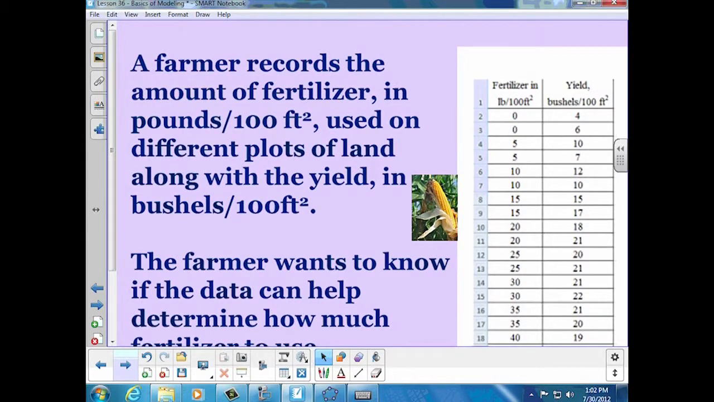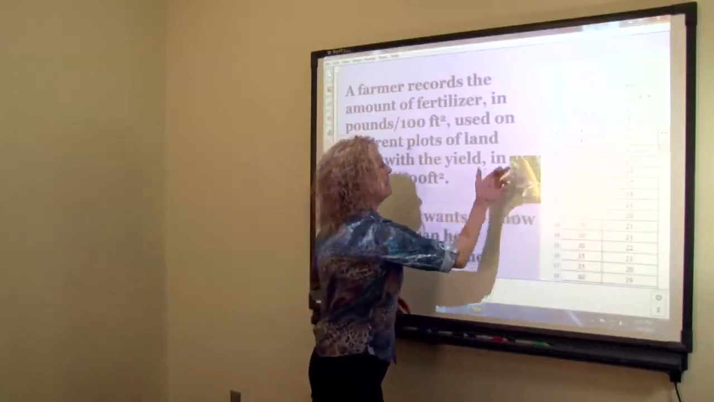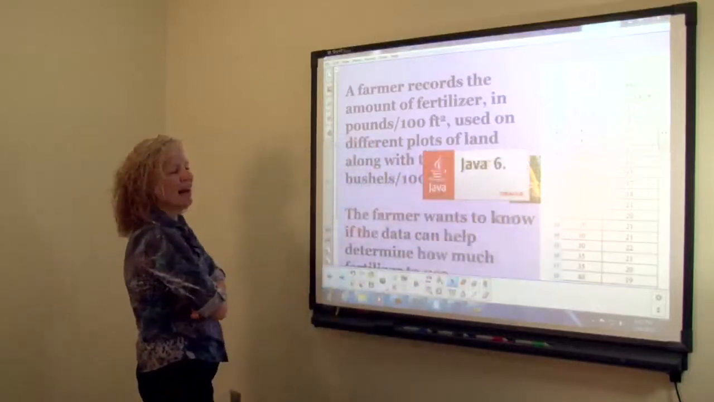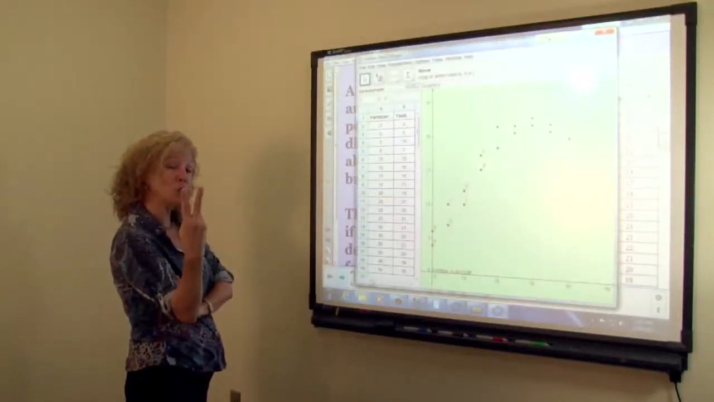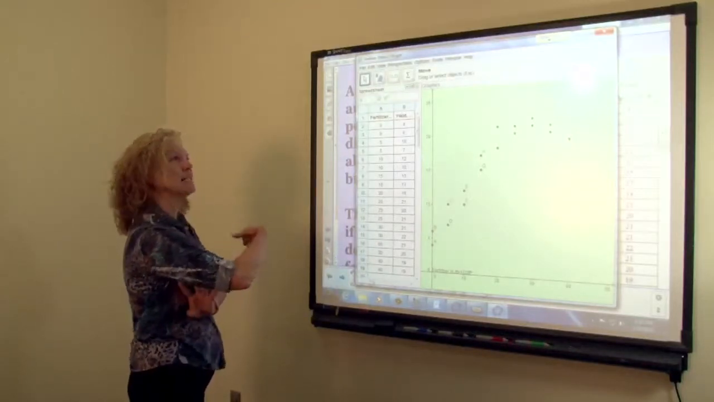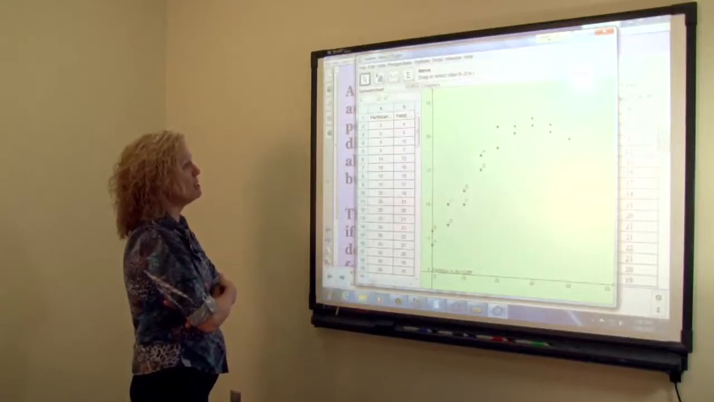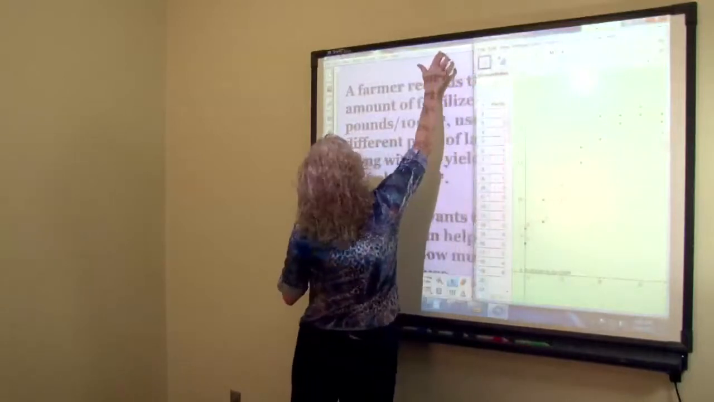Now I stole a problem from our current author, Michael Sullivan, about putting fertilizer on the field and then how much yield you have. And I don't know about you guys' cornfields, but ours look awful this summer. So I've got too much data there, and I don't want to do this all by hand. I'm going to bring in the technology. And remember, I had two purposes in this lesson: to get you ready to do this by hand and to also get you ready to deal with the technology side of it. Okay, so let's slide that.